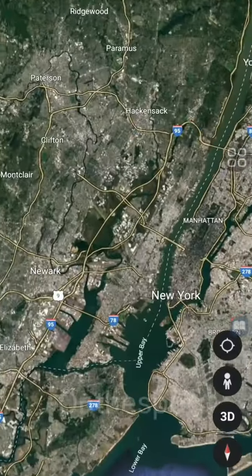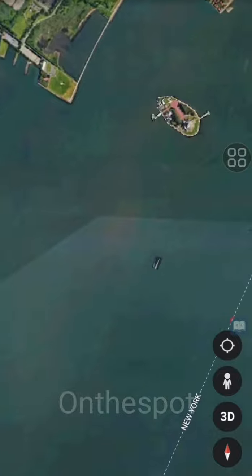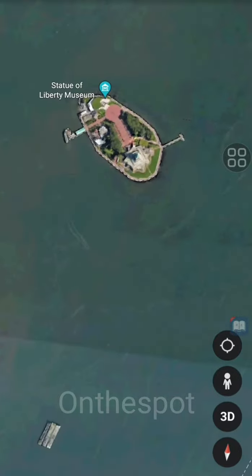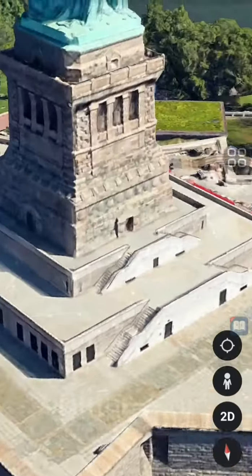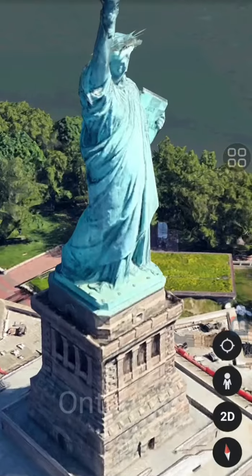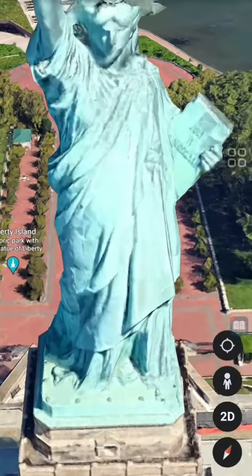Welcome to one of the most recognizable landmarks in the world, the Statue of Liberty. For over a century, this symbol of freedom and democracy has inspired millions of people from around the globe. In this video, we'll take you on a virtual tour of this iconic monument, exploring its history, significance, and stunning architecture.